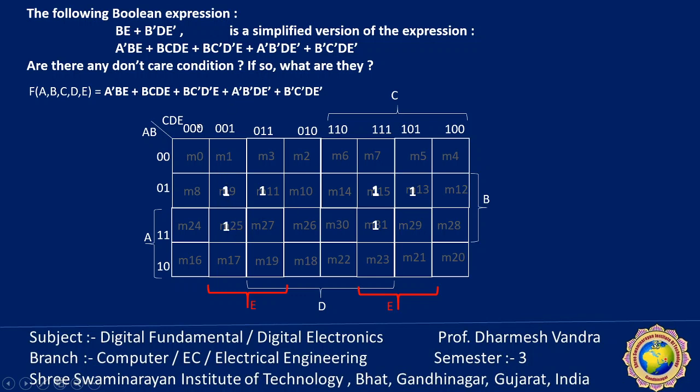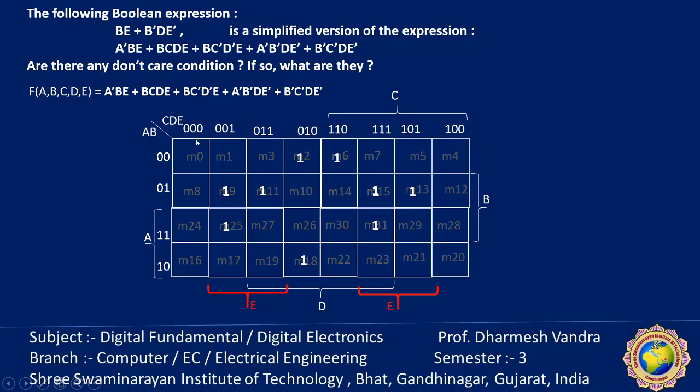Next is A dash B dash D E dash. So this is the first row only. D E dash means the last two bits will become 1, 0. So 1, 0, yes, M2 and M6. These two are represented by this one. So in total we obtained 1, 2, 3, 4, 5, 6, 7, 8 minterms. Okay. Now, our aim is that we have to simplify it in this form: B E plus B dash D dash E dash. So here the B dash C dash, B E dash, this one, M2 and M18.